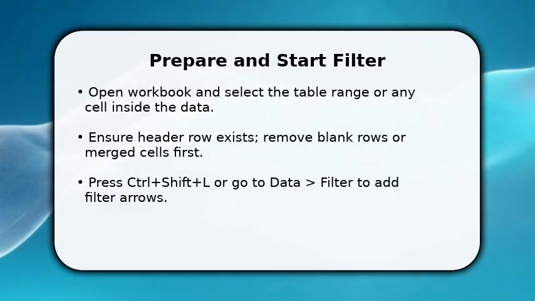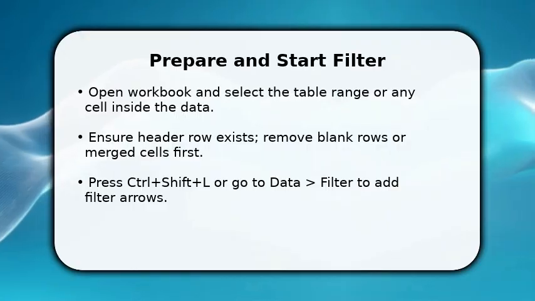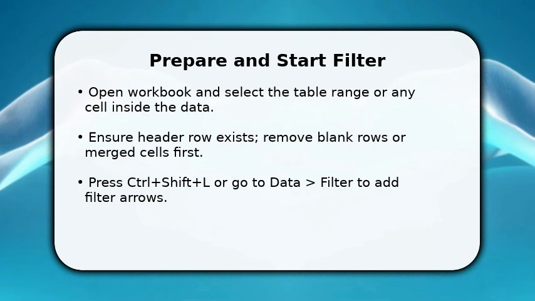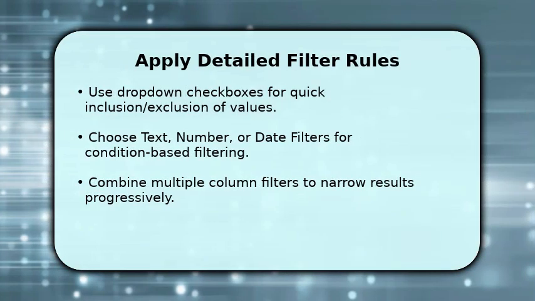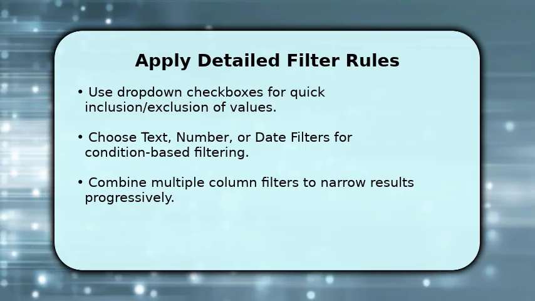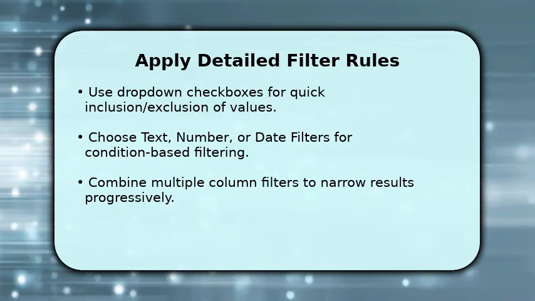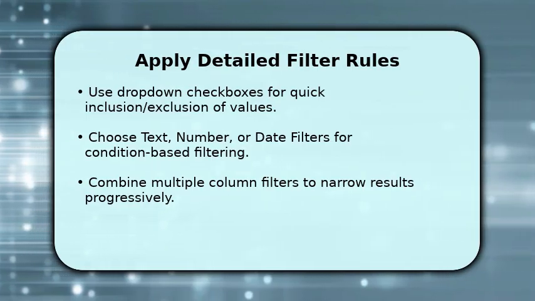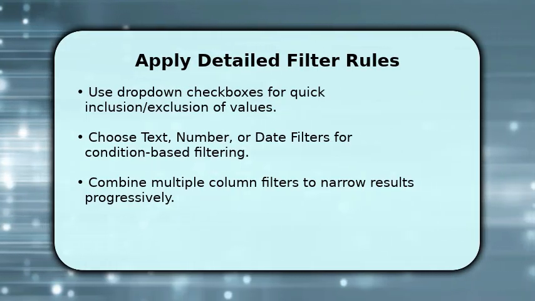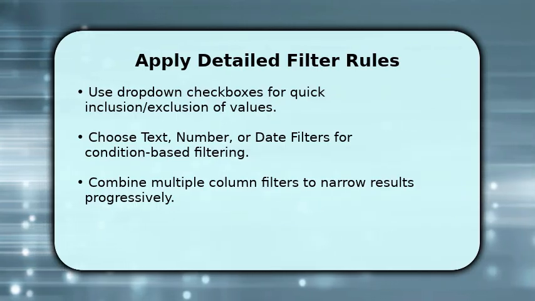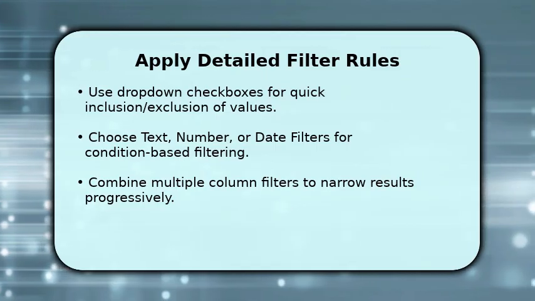Now that arrows appear, you're ready to pick a column and choose what values, condition, or text you want to show. This starts the active filtering process. Now you refine results by opening a column's filter dropdown and using checkboxes for simple value selection, which is fast for categorical data. For precision, pick text filters, number filters, or date filters to set conditions like contains, greater than, or between. These apply logic rather than manual tick boxes.